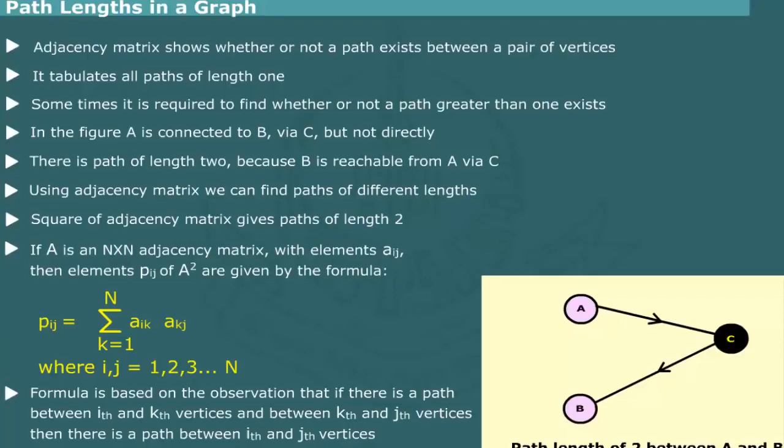Here, n is the number of vertices. The formula is based on the preceding observation that if a path exists between the ith and kth vertex, and there is a path between the kth and jth vertex, then there is a path of length 2 between the ith and jth vertex.